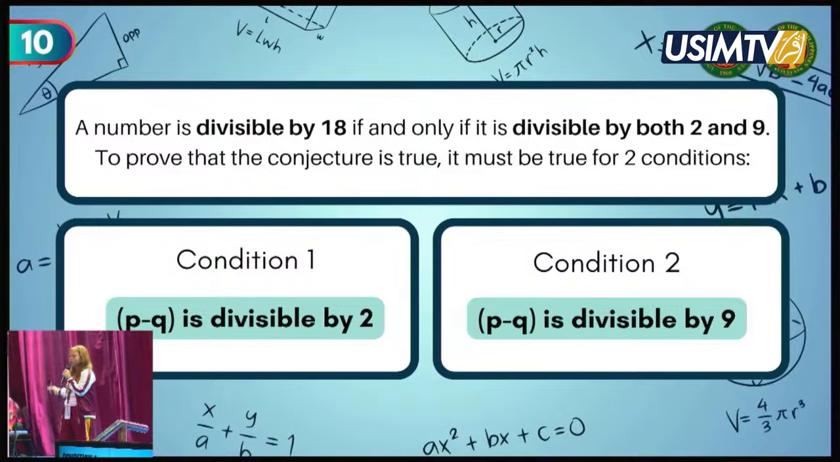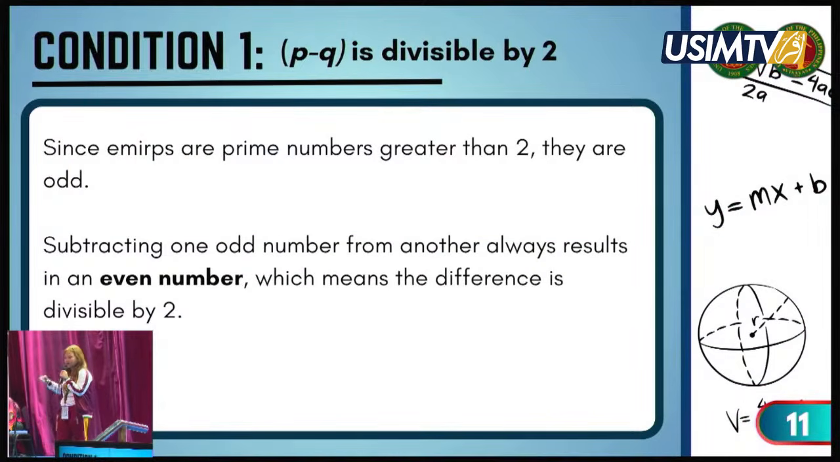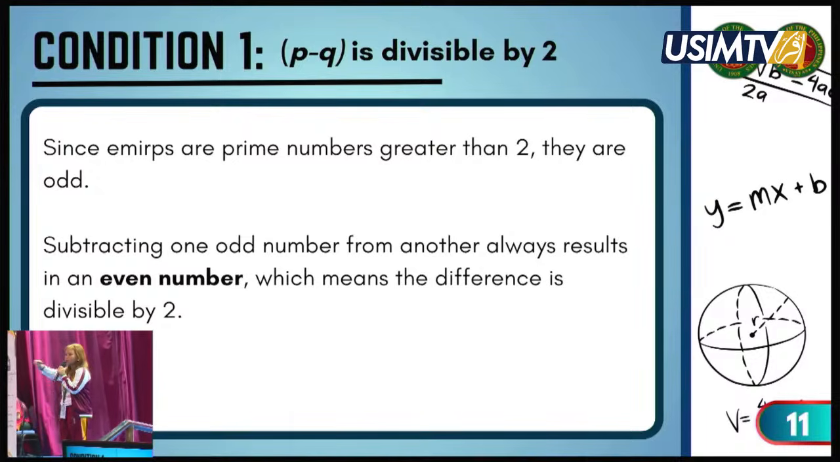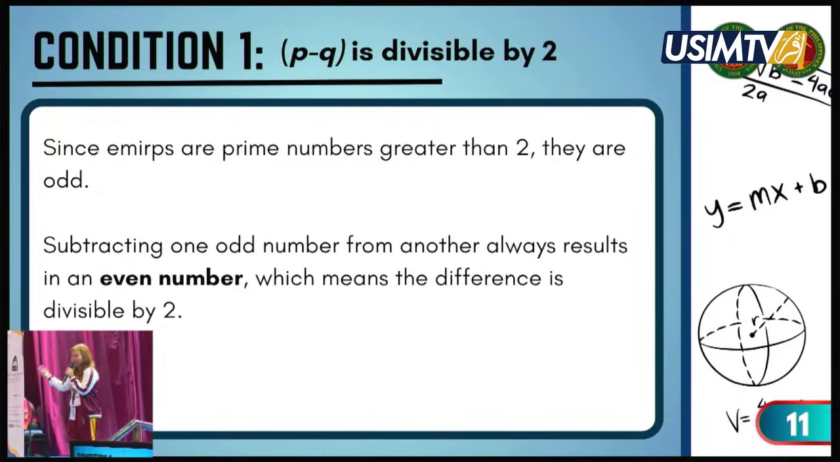First, let's start with divisibility by 2. Since immers are prime numbers greater than 2, they are odd. Subtracting one odd number from another always results in an even number, which means the difference is divisible by 2. We have an example here. 13 and 31 are odd numbers, and if we get their difference, we have 18, which is an even number.